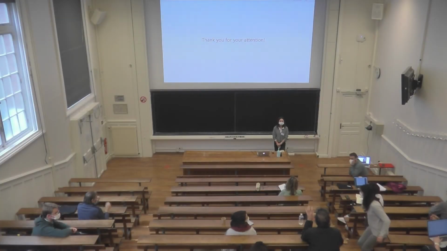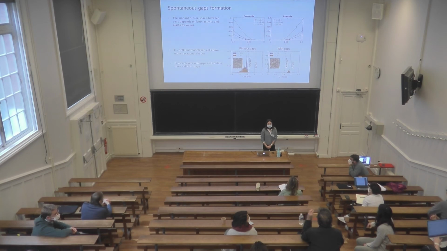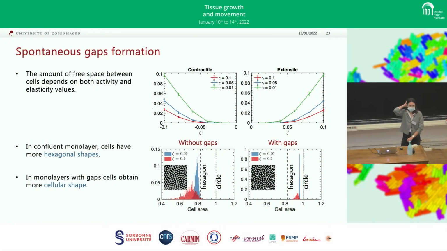In your last pictures on the gaps, is there any correlation between the positions where the gaps appear and the defects? I mean, are they colocalizing with the defects or not? We did correlation and autocorrelation functions, but we didn't see much information about that, unfortunately.